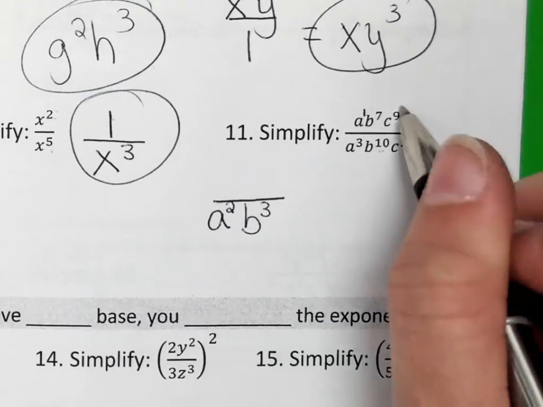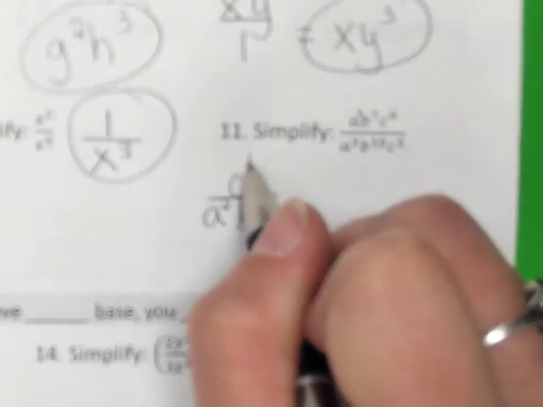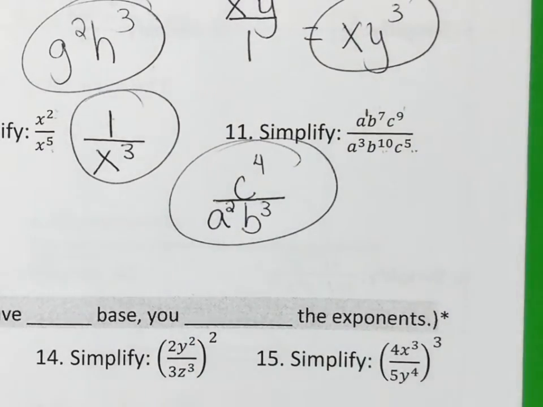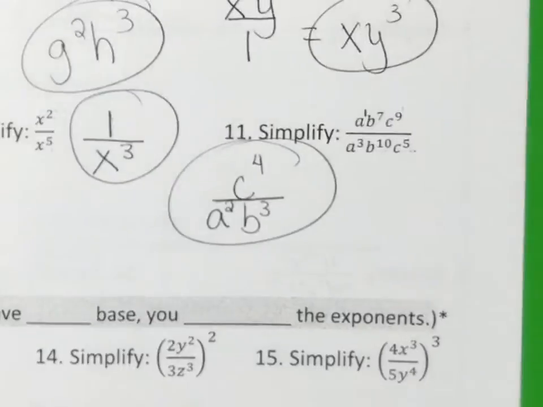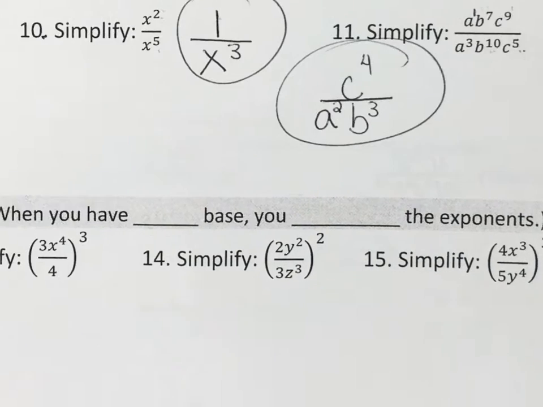Alright, which one's bigger? The 9, so it's going on top. What's 9 minus 5? 4. There you go. Not too bad, right? Alright, we got one more and then we're done.